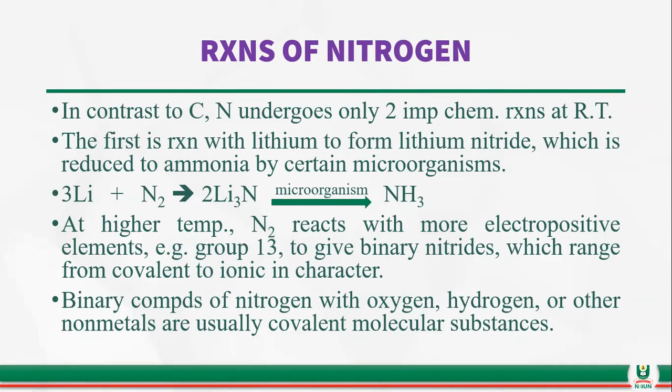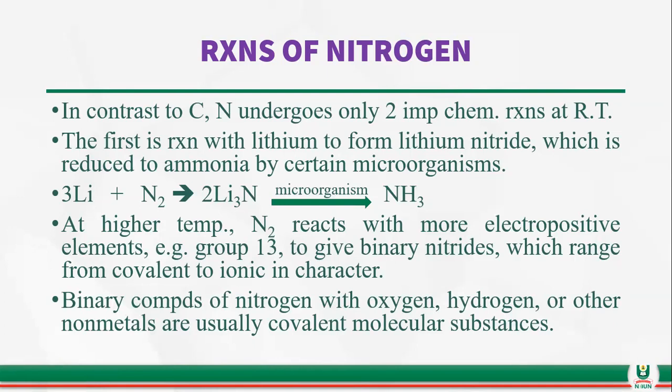That's what happens at room temperature. But at high temperature, nitrogen gas can react with more electropositive elements, e.g. the group 13 elements, to give a binary nitride. When we are talking about binary, a binary compound is a compound that's made up of 2 elements, or 2 different species, maybe in more than one form, but it's not more than 2 main group elements coming together.